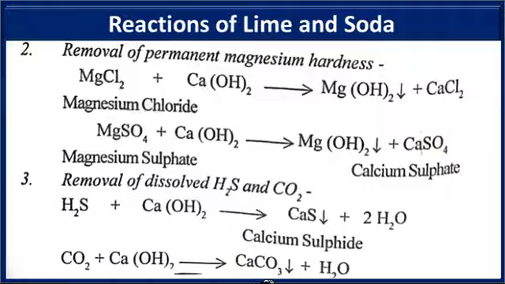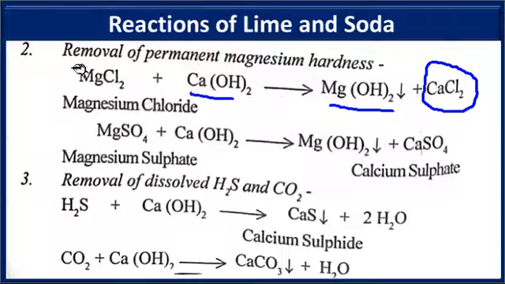Now, reaction of lime with the permanent magnesium hardness. We know that permanent magnesium hardness is caused by magnesium chloride, magnesium sulfate, magnesium nitrate, etc. So when magnesium chloride reacts with the lime, it forms magnesium hydroxide precipitate and the permanent calcium hardness is also generated. So we can see here that magnesium chloride requires 1 mole of lime for its complete precipitation, but at the same time it generates equivalent amount of the permanent calcium hardness.